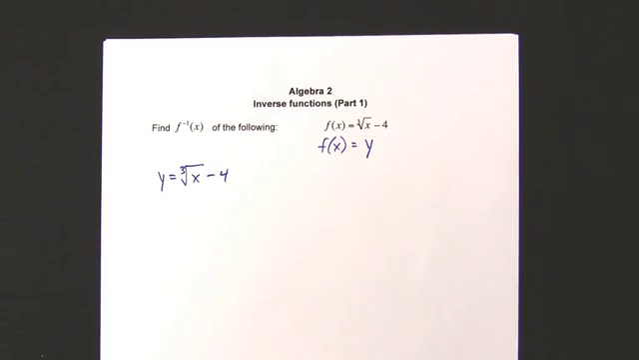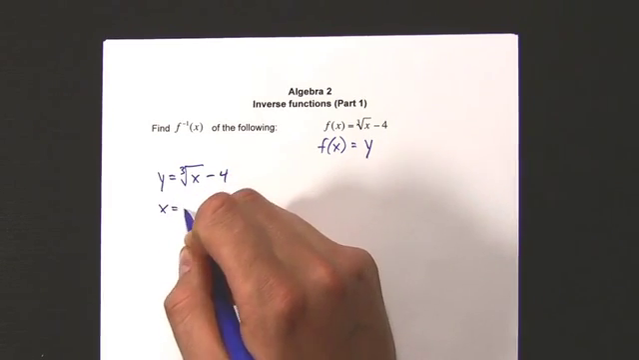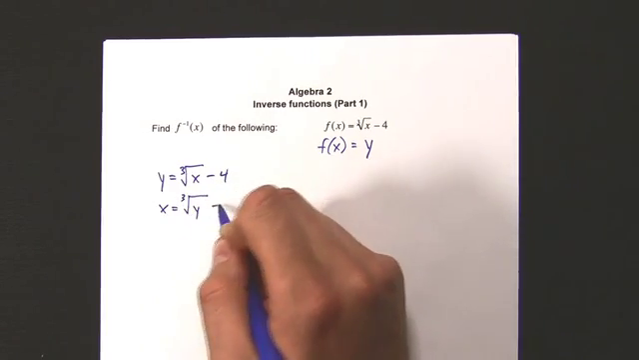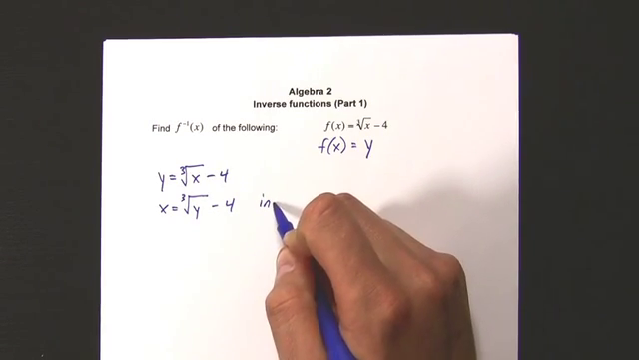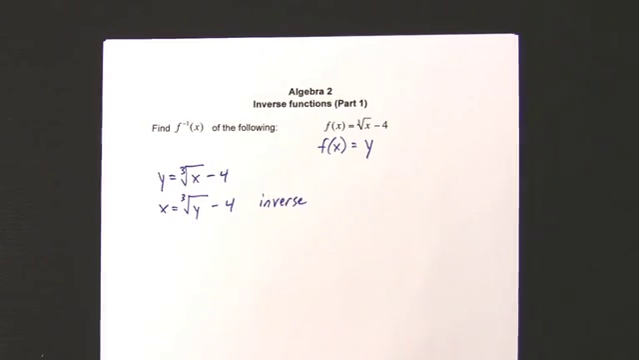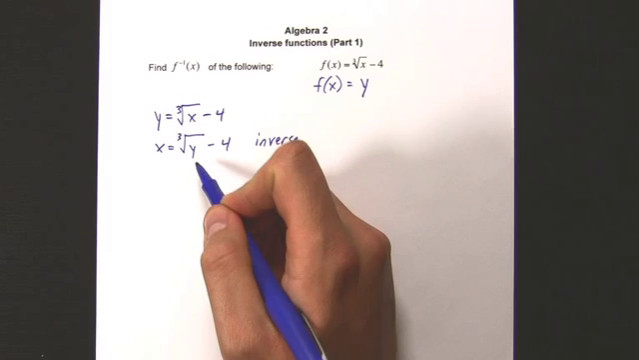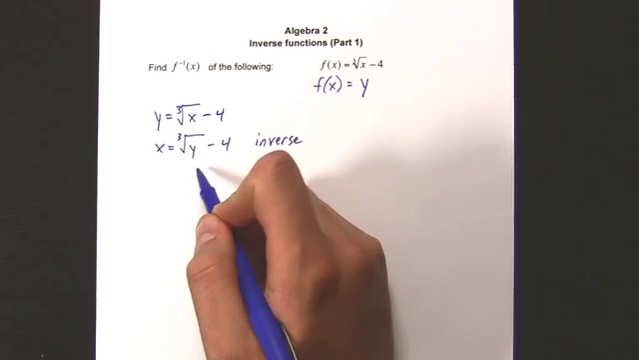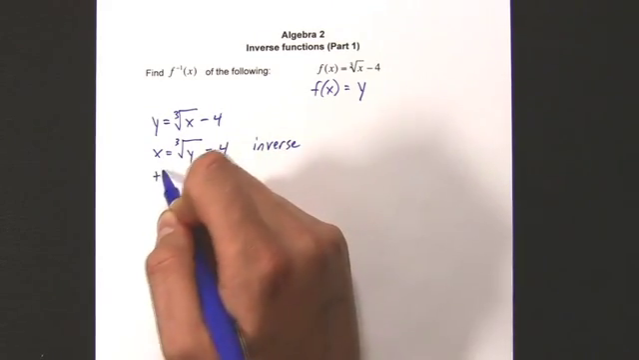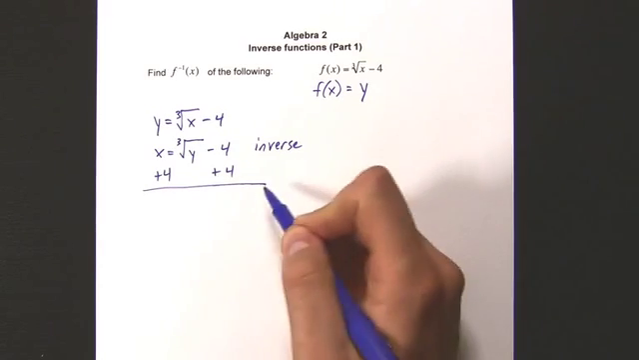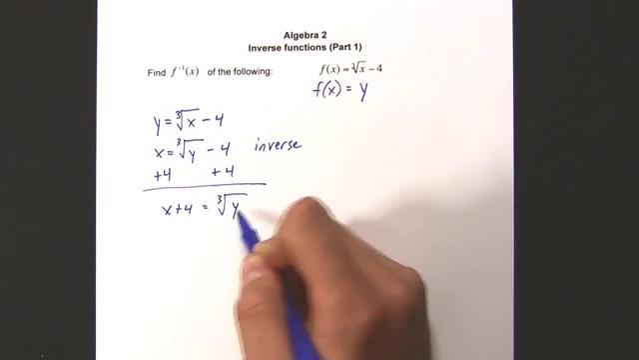The reason I'm doing that is that if I want to find the inverse, I've got to switch the locations of x and y. By switching x and y, I set myself up to solve for the inverse. This is what I'm working with right now. My goal is to solve for y now that I've switched the two places. So I'm going to add 4 to both sides, and that changes the equation to x plus 4 equals the cube root of y.